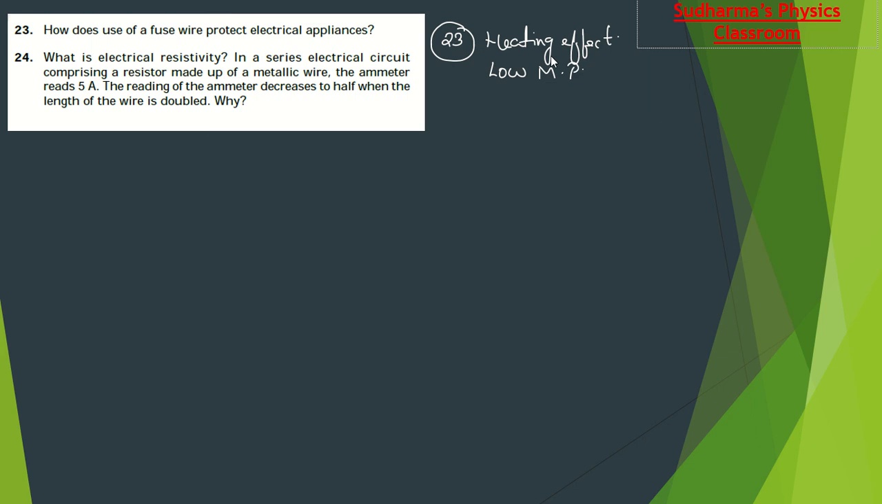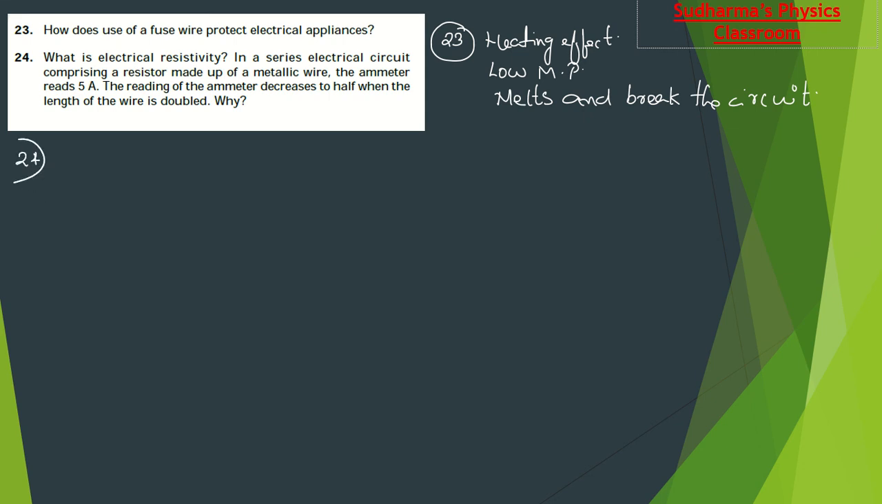So whenever the current exceeds the specified value of current which can flow through the fuse wire, it melts and breaks the circuit. The circuit will become open. Then what happens? Then there will not be any current flowing through the circuit and the device will be protected. So it's mandatory to write the important words: the fuse wire works on the heating effect of electric current, the characteristics of fuse wire, and what happens if excess current flows through the device. All these points you have to highlight there.